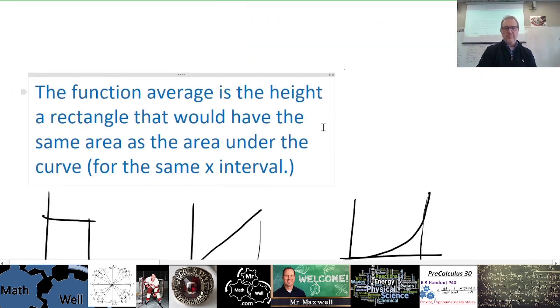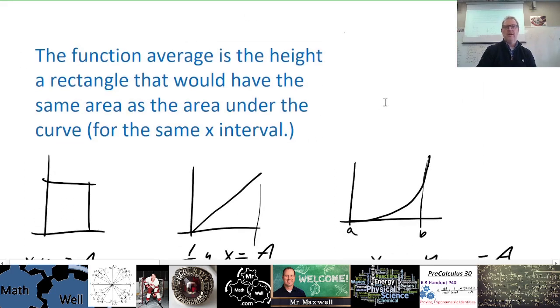So, are you ready for this? The function average, or the average value of the function, is the height of a rectangle that would have the same area as the area under the curve. And that would be, of course, for the same x interval. So I'm going to get you to jot that down.